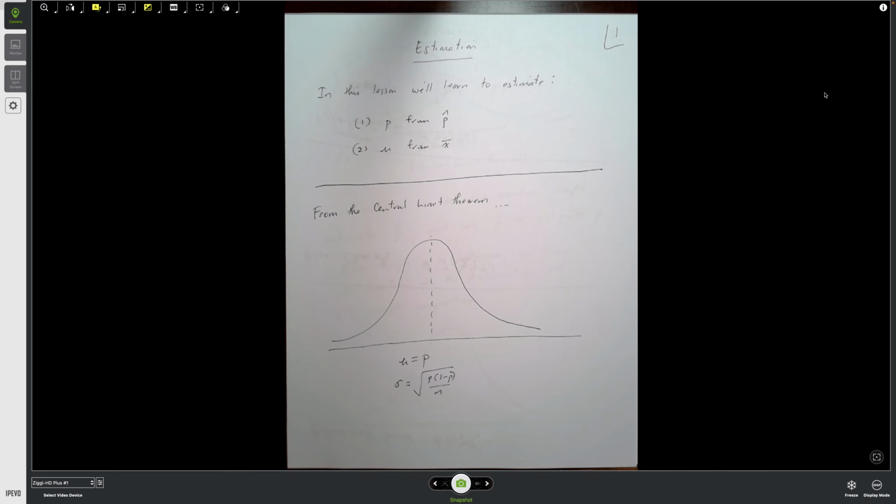Hey gang, this video starts what we call estimation, and just a little bit of a warning. This is a super important video. We're going to find with estimation that calculating the numbers is actually pretty easy, but understanding the underlying concepts, the underlying framework, if you will, is a little bit more complicated.